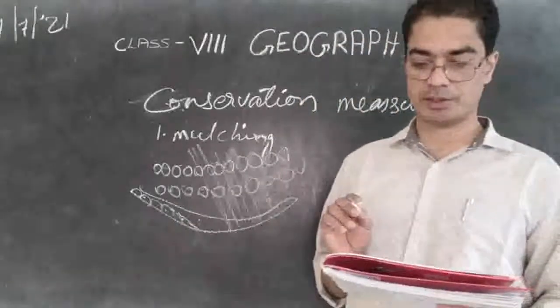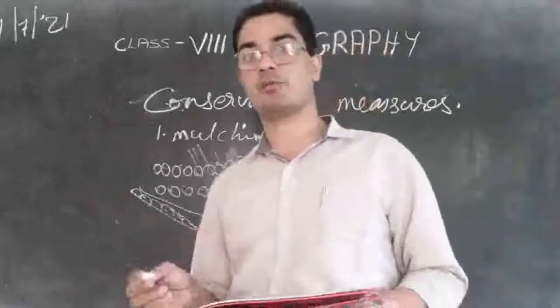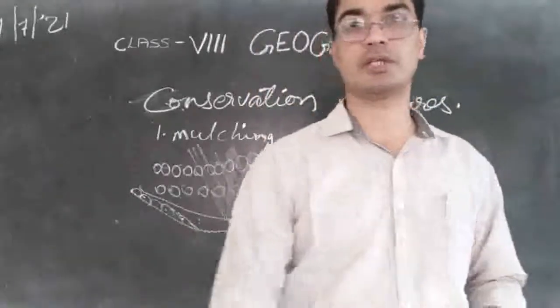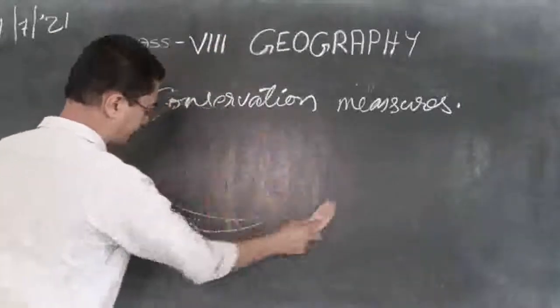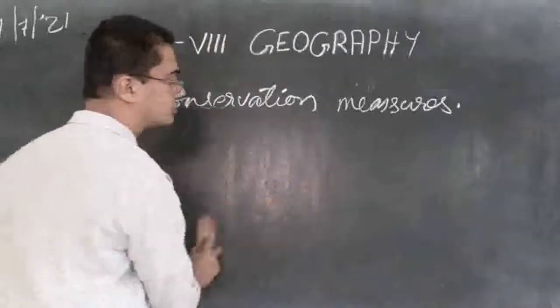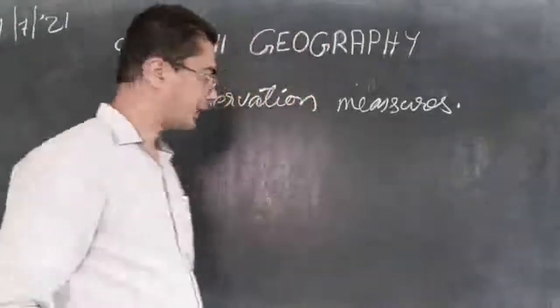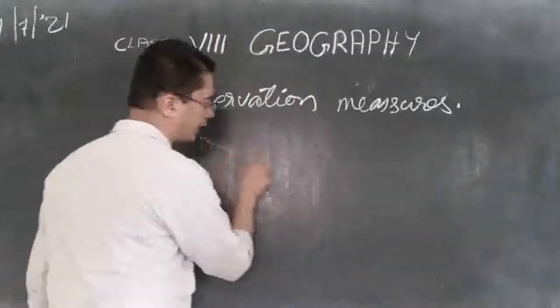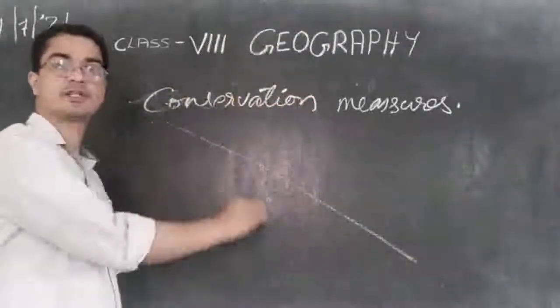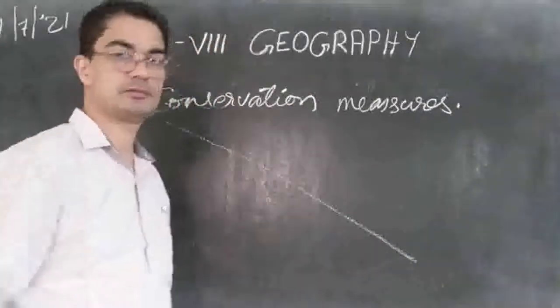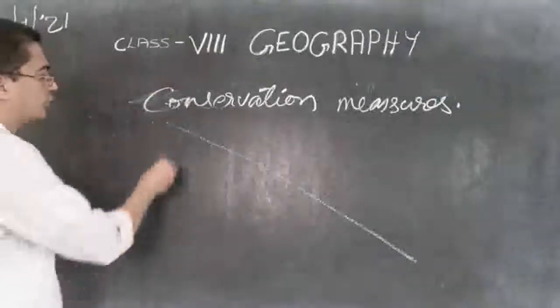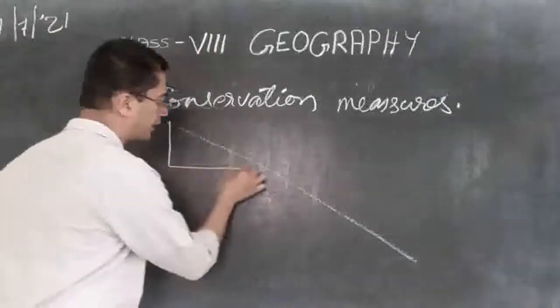Then another thing is terrace farming. Another thing that we can do is terrace farming. I hope you are aware of what is terrace farming. So, if the land is a very sloping land, we can change the shape of the land by making terraces. So, we cut down the land and make it.